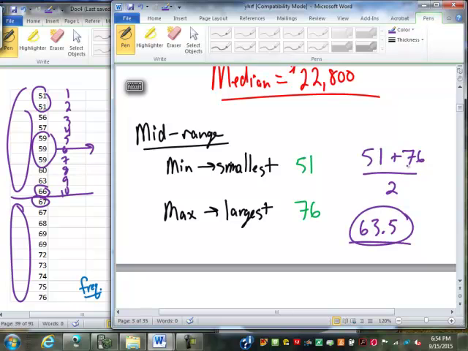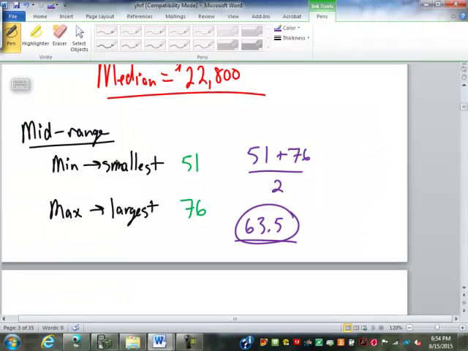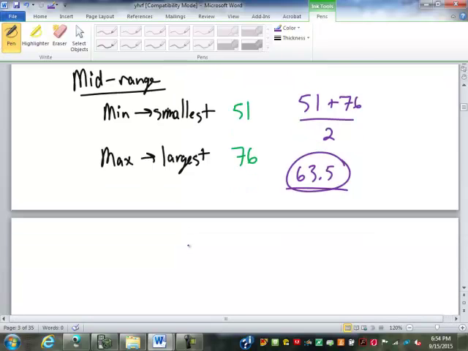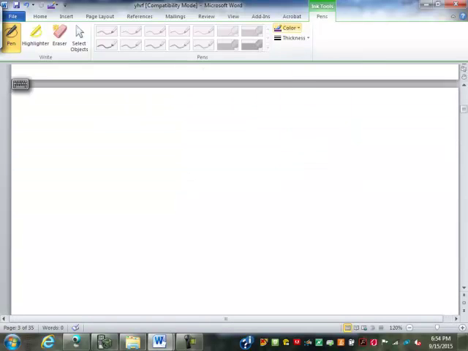Relatively quick to calculate, but again, if you have an awkward set of data, it's not going to be nearly as close. So those are measures of center. Next, we want to look at measures of spread, how wide that bell curve is.